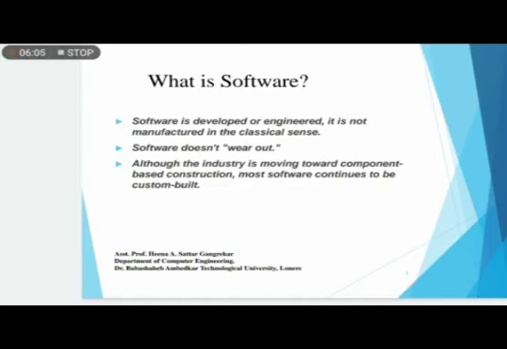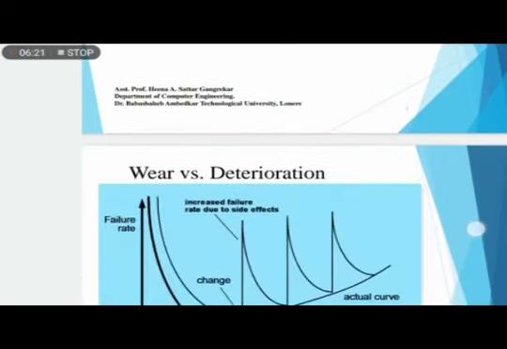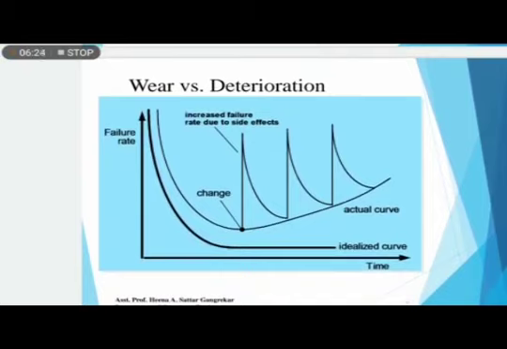Now the next one is, these are some characteristics of software that are different from your hardware. The second one is, software doesn't wear out. How can we see that the software doesn't wear out? So see this wear versus deterioration. This is the graph which depicts the failure rate as a function of time for the hardware. The relationship is often called the bathtub curve.